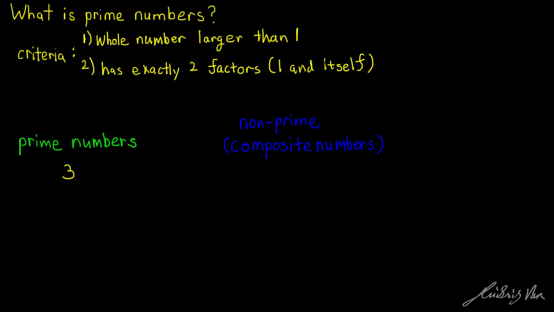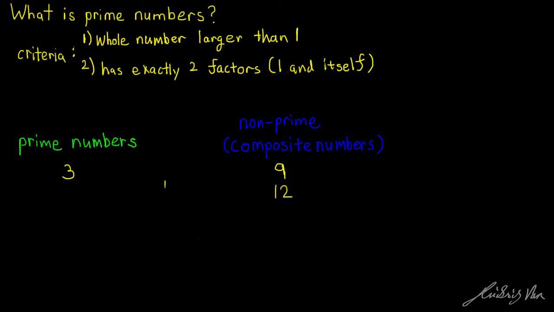Okay, now what about the number 9? The factors of 9 are 1 times 9 equals 9, and 3 times 3 equals 9. We can see that 9 has 3 factors. So 9 is considered a composite number. The number 12: 1 times 12 equals 12, 2 times 6 equals 12 as well, and 3 times 4 also gives us 12. So 12 actually has 6 factors. So it is considered a non-prime number.